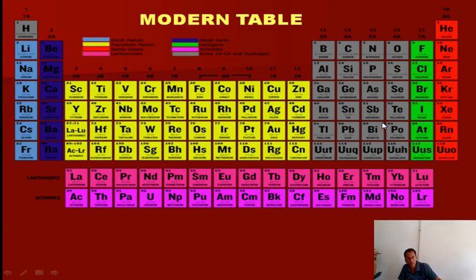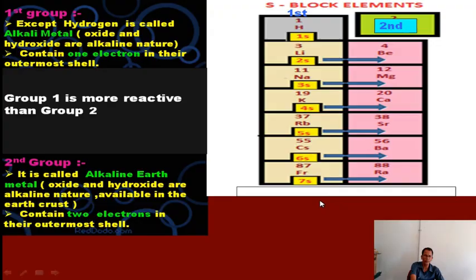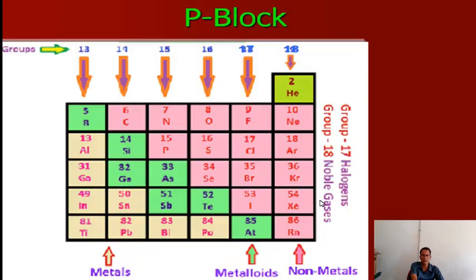are called P block elements, mainly non-metals. P block means most of the elements are non-metals. What are their properties? What are their arrangements? Let us discuss. These are the P block elements, group 13 to 18, and group 13 is called the boron family.